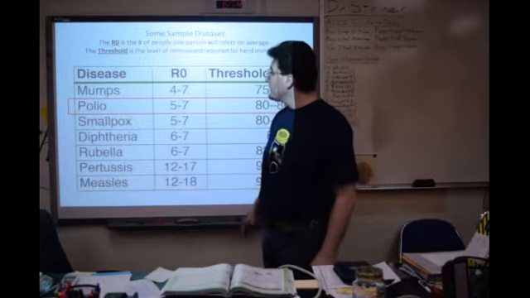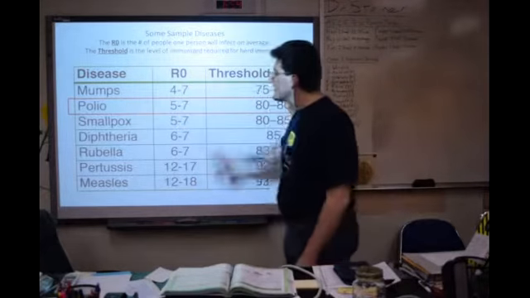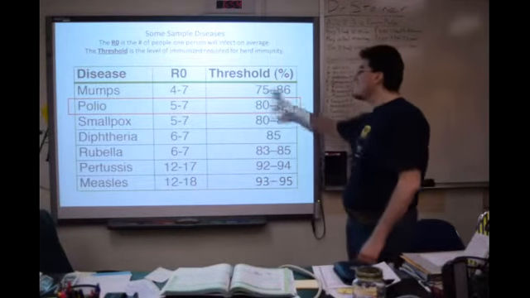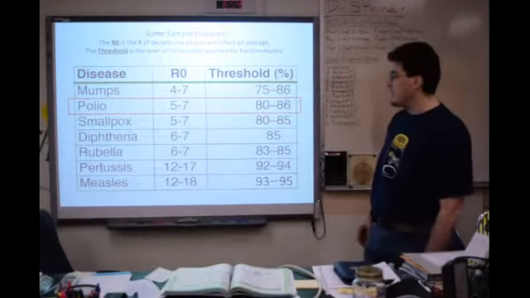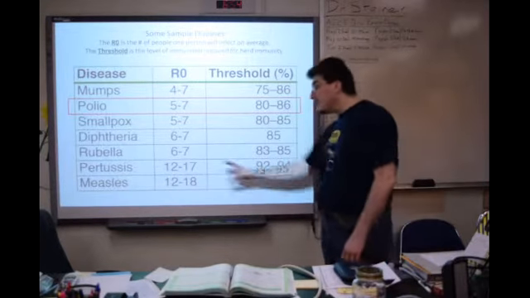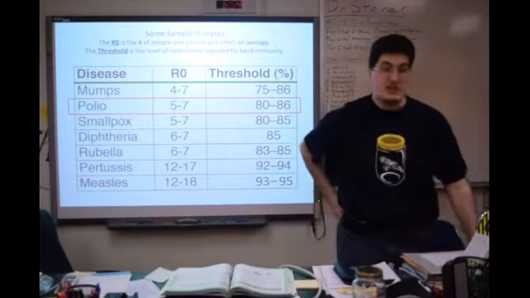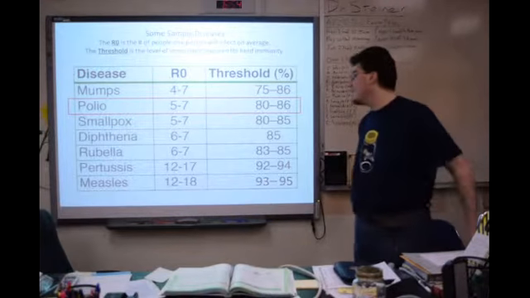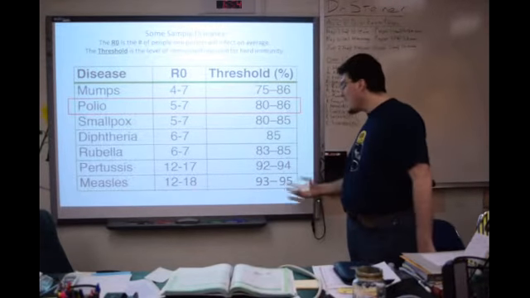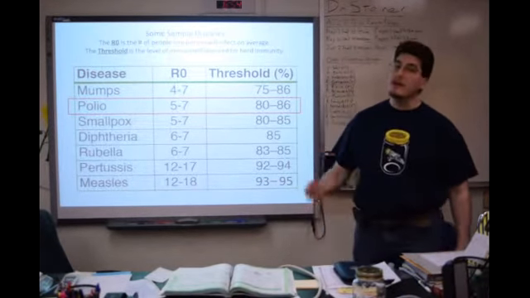So for things like polio and smallpox, which have similar R0s, they have similar thresholds. Measles, one of the most infectious diseases known to man, has a threshold of 93 to 95% required for herd immunity.